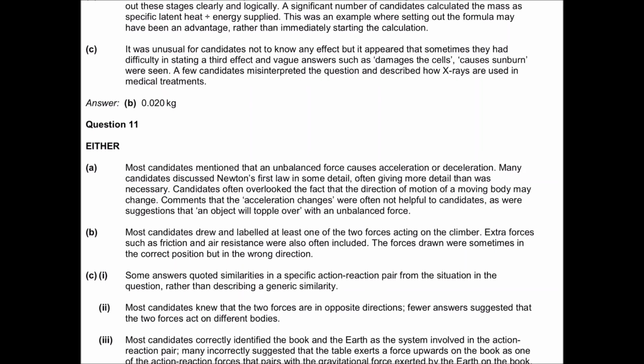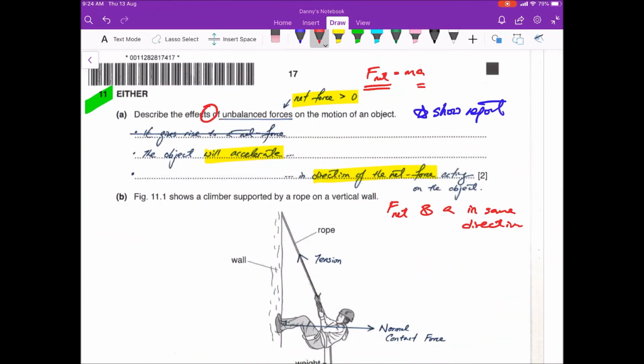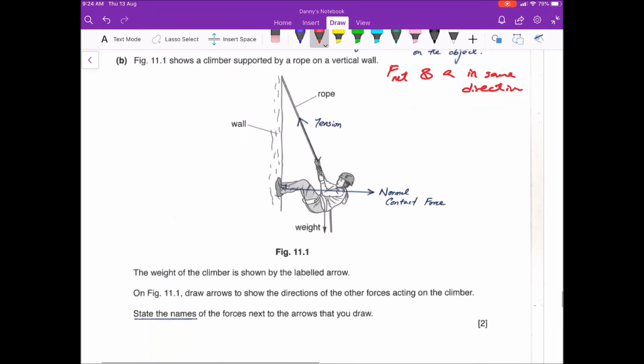So I think I cover most of it. It's the 2 points. Number 1, it will accelerate or decelerate. It's fine if you mention accelerate. Number 2 is, don't forget F net and a must be in the same direction.